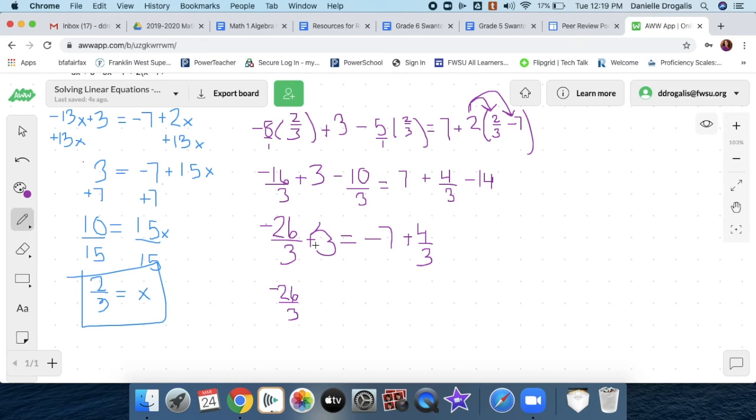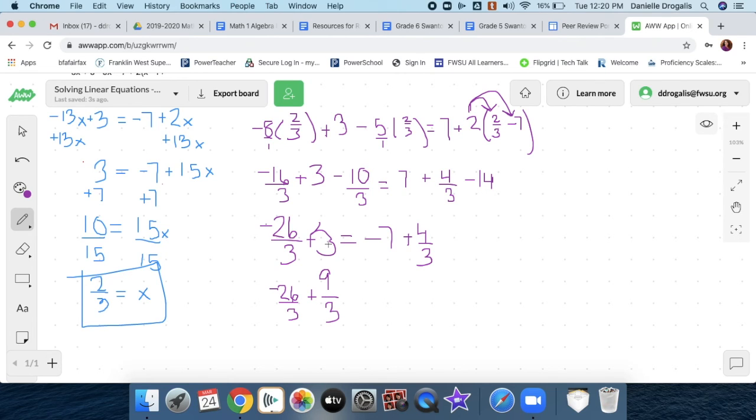But this 3, I need to rewrite it so that it has a denominator. So I'm going to add something that has a common denominator, but that whatever's up here helps retain the value of 3. So give me a number that when you divide it by 3 equals 3. Well, hopefully you said 9. 9 divided by 3 is 3, right?